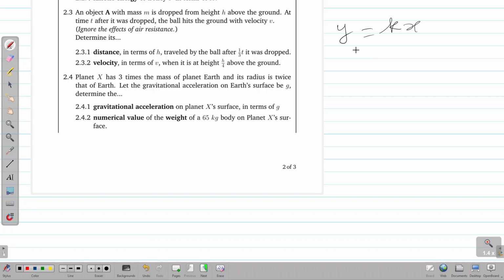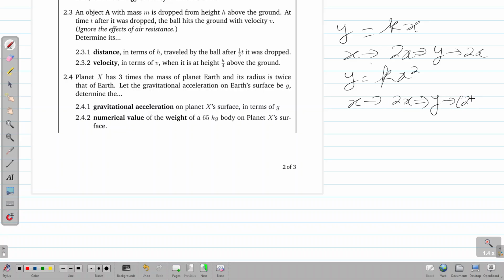x. So that basically implies that if I double x, then y also doubles. And if you have y is kx squared, where y is proportional to the square of x, then doubling x would mean that y is changed by the square of this factor here. So you will have to square that, which is going to be 4y in this case.